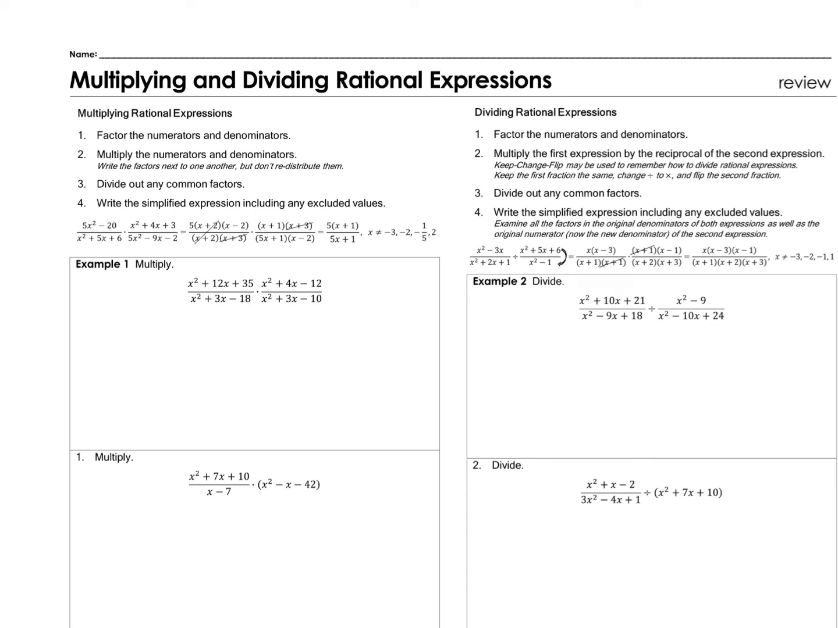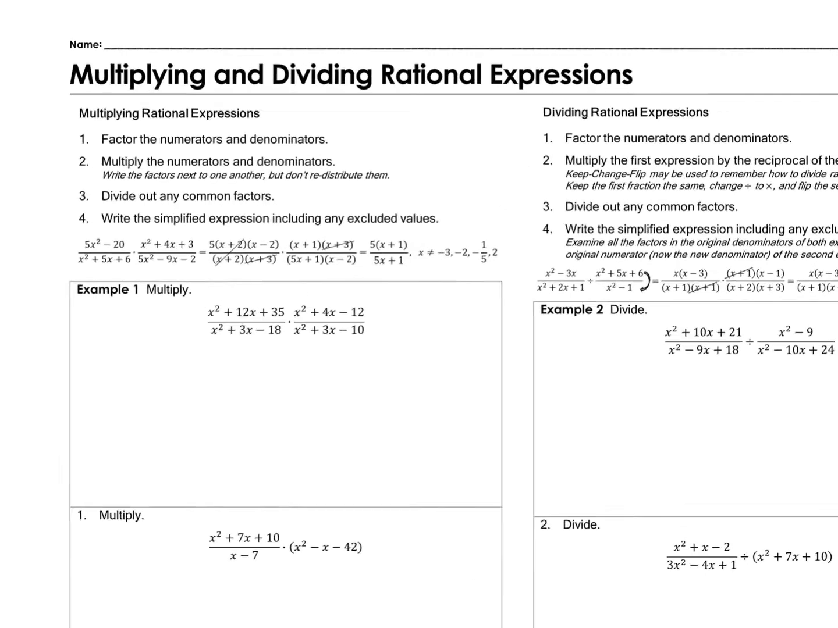Okay, so in this lesson, we're going to be reviewing multiplying and dividing rational expressions. If you remember, rational means you have a fraction. So we're going to be multiplying fractions, dividing fractions. If you remember when we did this before, the simplest way is to factor everything completely and then look to see if you have any common factors that you can cancel out, okay?